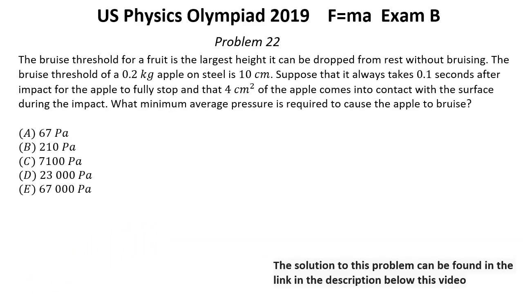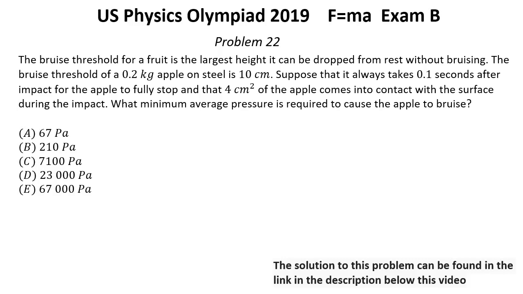Problem number 22. The bruise threshold for a fruit is the largest height it can be dropped from rest without bruising. The bruise threshold of a 0.2 kilogram apple on steel is 10 centimeters. Suppose that it always takes 0.1 seconds after impact for the apple to fully stop, and that 4 centimeters squared of the apple comes into contact with the surface during the impact. What minimum average pressure is required to cause the apple to bruise?